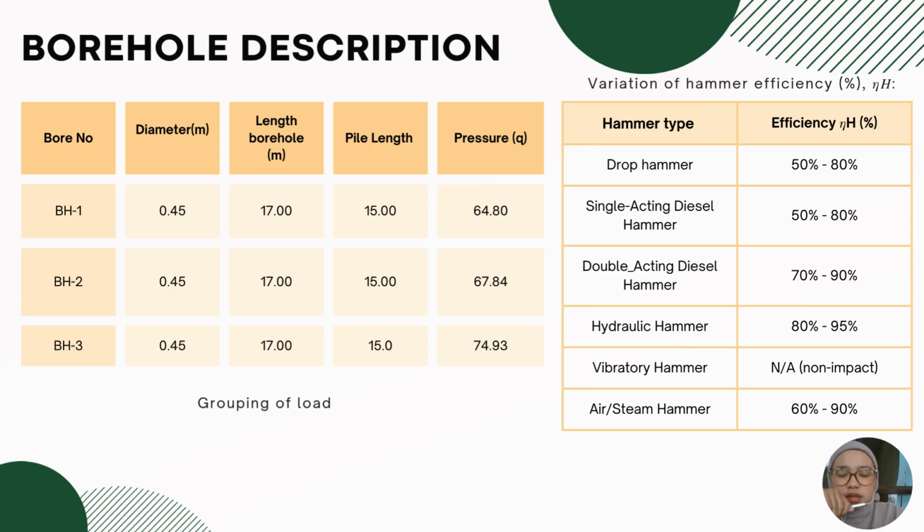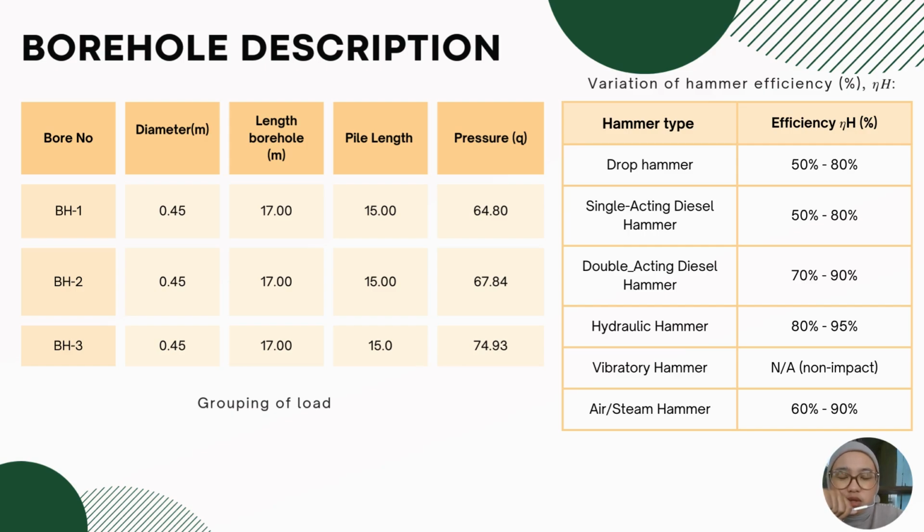Same borehole description. There should be a table on the left because of the investigation at three locations, identifying which is BH1, BH2, or BH3. All boreholes share the same diameter, 0.4 meters, and depth of 17 meters, as determined from this SI report. The pile length for each borehole is 50 meters.